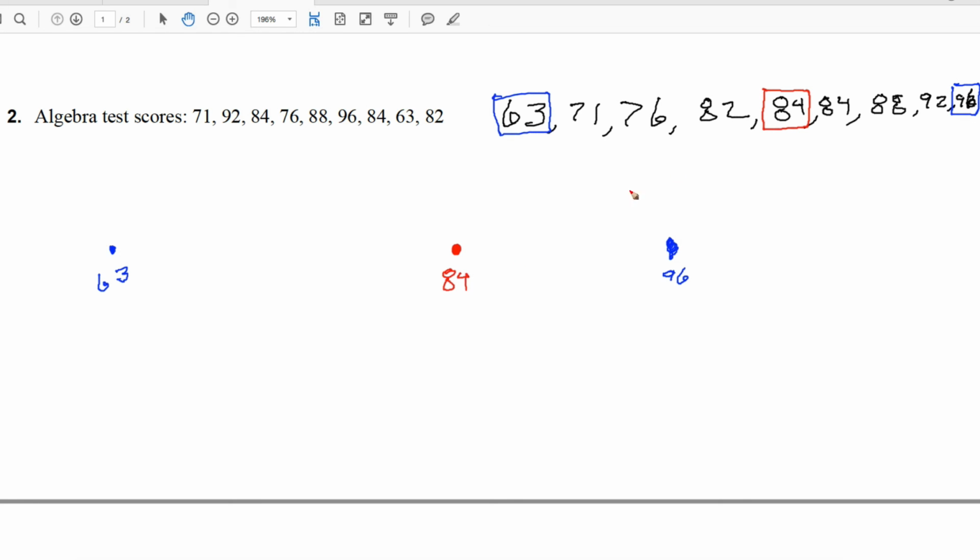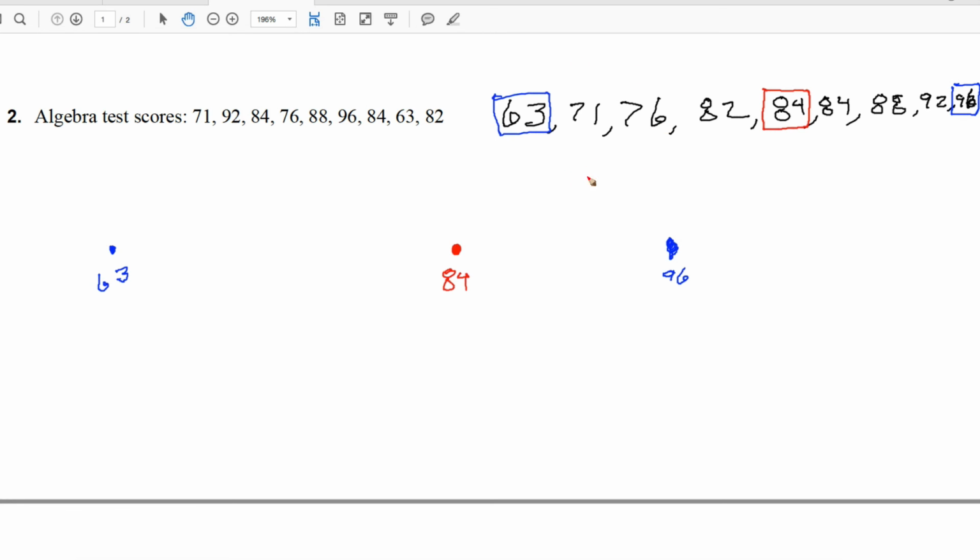So 84. Now, how could I find it mathematically? Well, how many numbers were there? There's 1, 2, 3, 4, 5, 6, 7, 8, 9. Half of 9 is 4.5. So we go in 4. 1, 2, 3, 4. And there it is. It's the next number. All right.